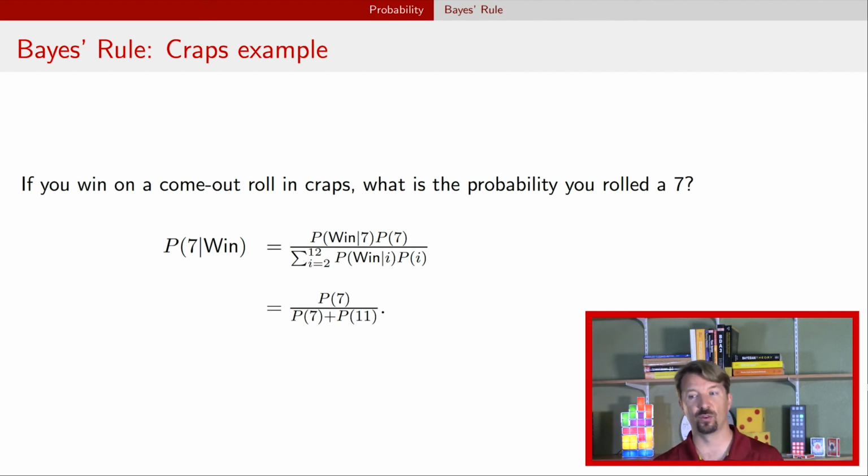Which by the law of total probability, we calculated before. The end result is that you have the probability of 7 divided by the probability of 7 plus the probability of 11. Via the calculation I did before, we had 2/9 and 1/9. So this is 2/9 divided by 3/9, which is 2/3. So that's the probability that you rolled a 7 if somebody told you that you won.